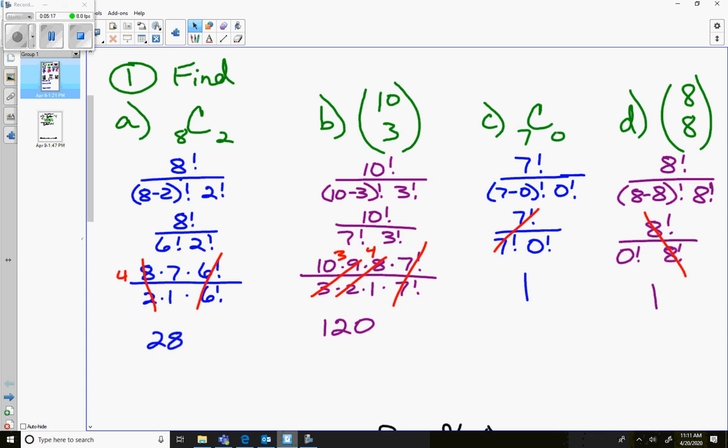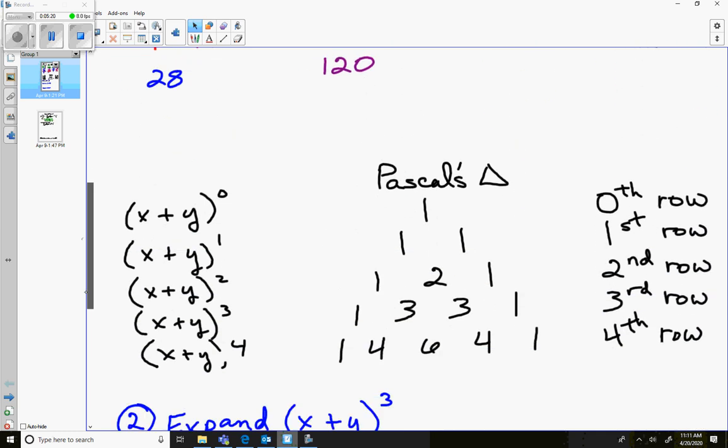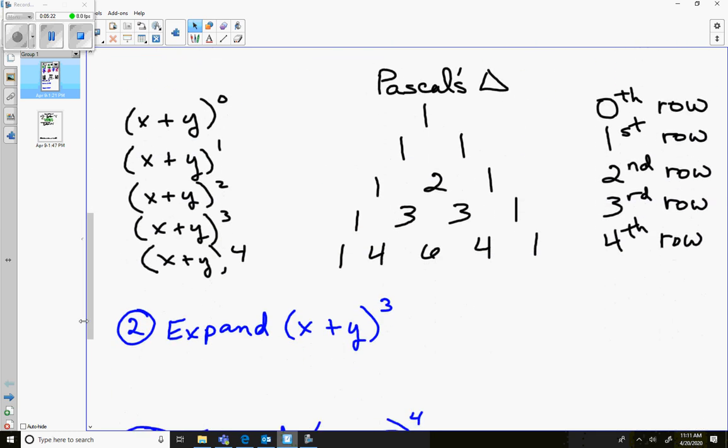But first, we're going to start with review. Pascal's triangle. Okay, you have done Pascal's triangle several times. I know you did it in geometry. I know you did it in junior high, I think. And I know you did it last year. But Pascal's triangle is a shortcut for the coefficients for binomials raised to powers.